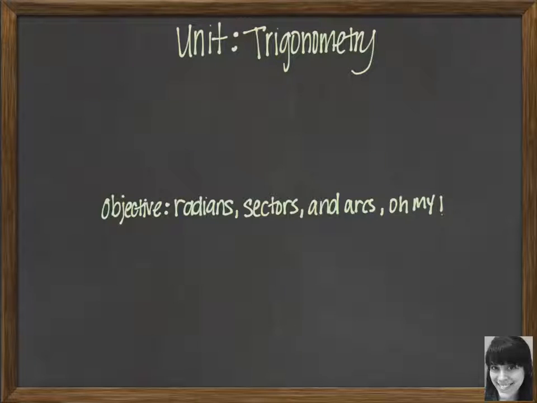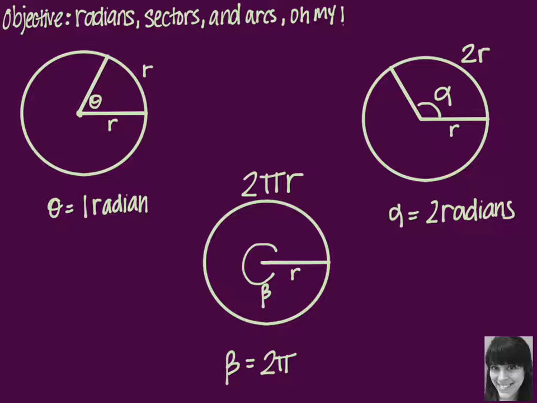Alright guys, this is unit trigonometry. Our objective is to go over radians, sectors, and arcs. Radians are a different way of measuring an angle, other than degrees.